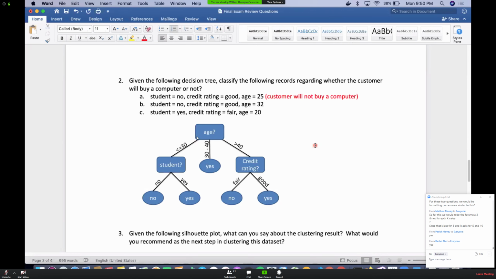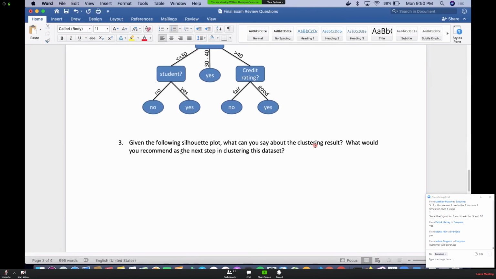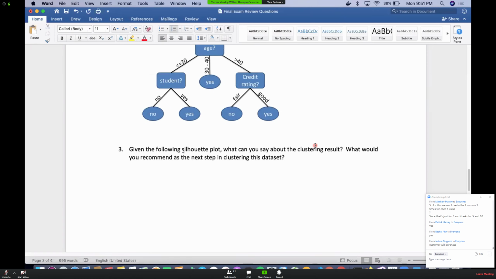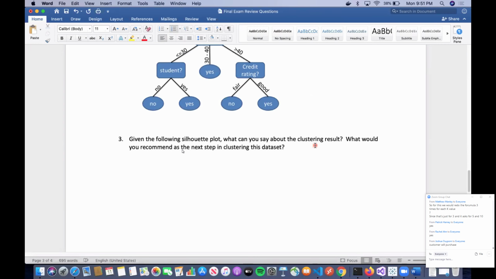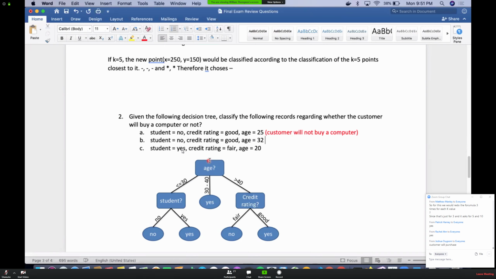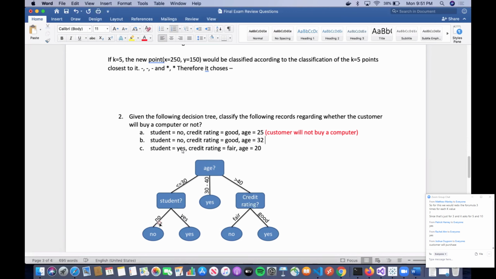Okay, since I'm getting no feedback, I'm just going to stop right here and give you the answers instead of me trying to answer other questions for you. So this will be A. The customer will not purchase it because you have to follow the decision tree. Student, no, so they are not a student, and age is 25. First we have to look at the age because that's the beginning of the tree. So age is less than 30, yes. Student, no. So they are not going to purchase.